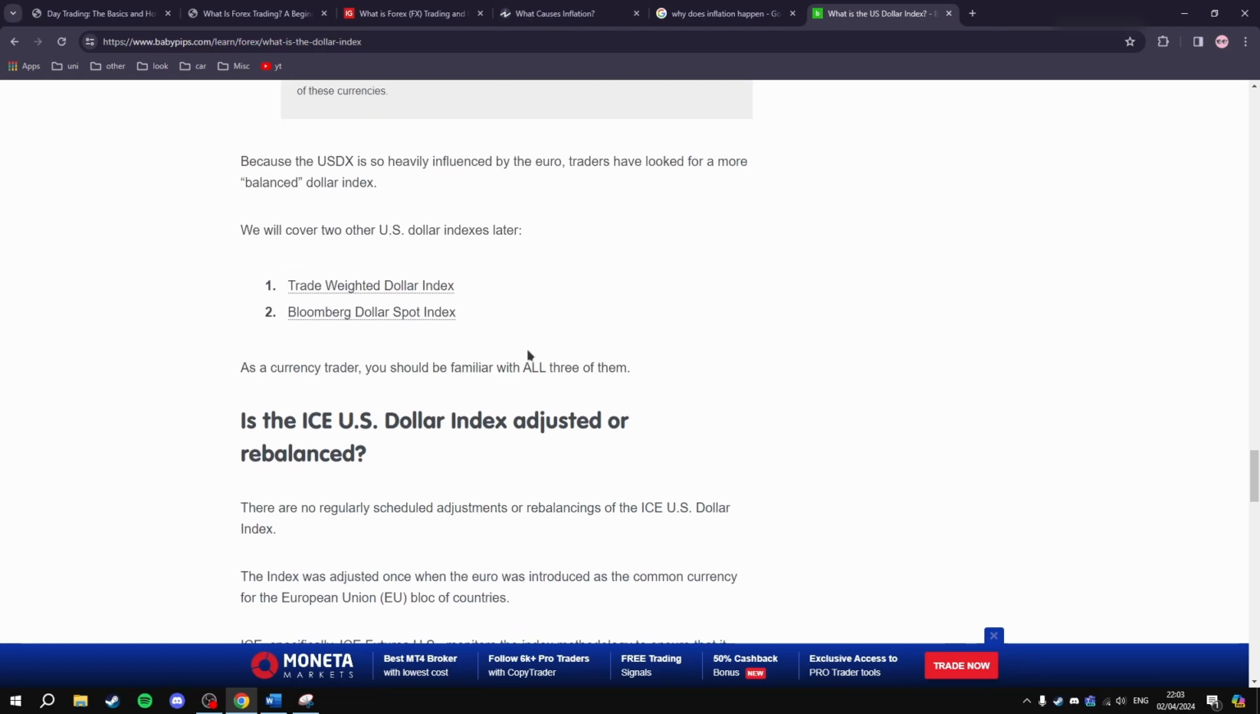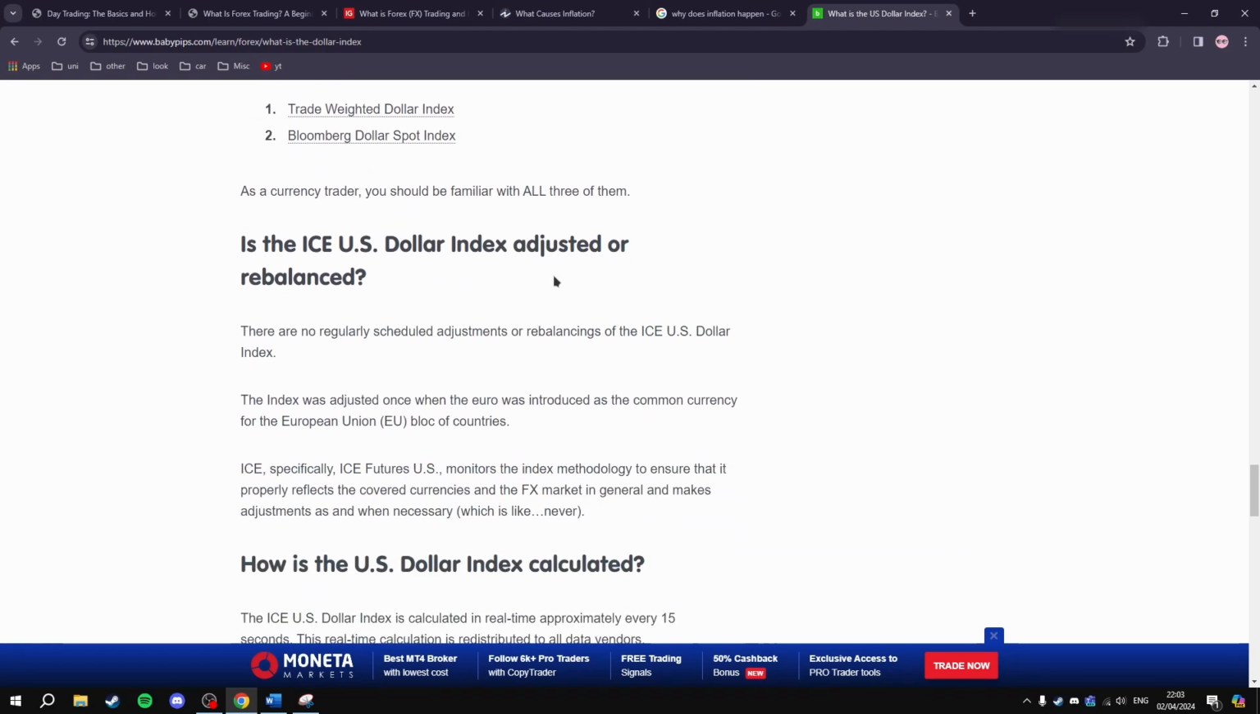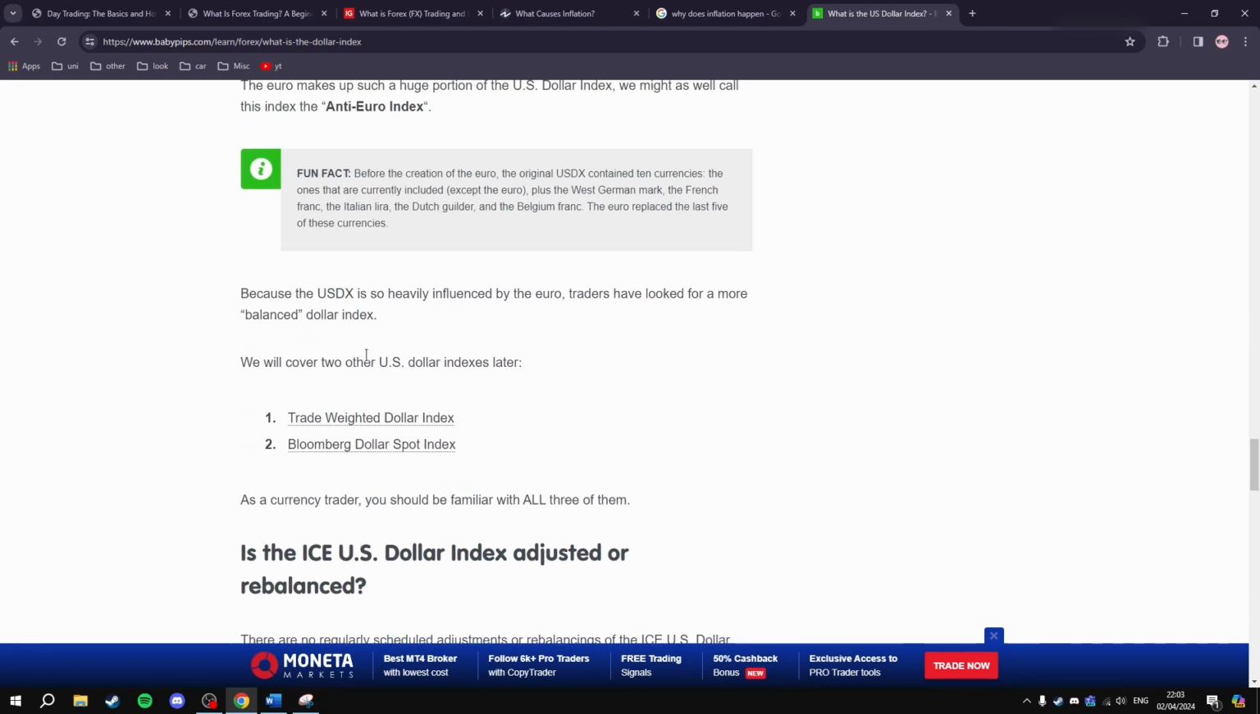Is the ICE US dollar index adjusted or rebalanced? There are no regularly scheduled adjustments or rebalancing of the ICE US dollar index. Wait, later, alright, we're going to cover it later. Right, okay.